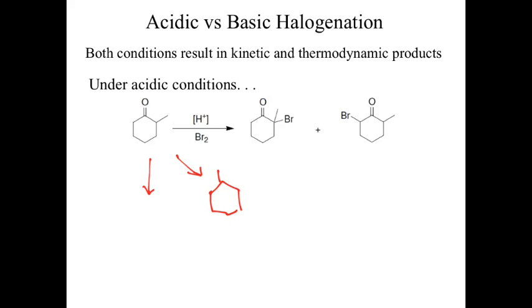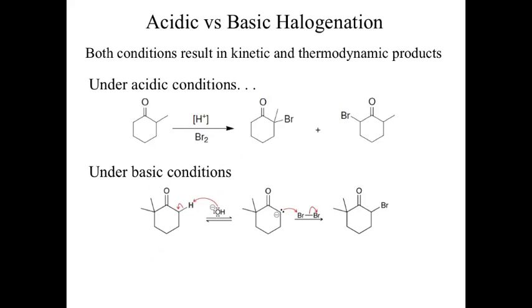We end up with the enol where our double bond is most substituted versus the enol where our double bond is least substituted. And as we already talked about, the enol with the double bond being most substituted is our thermodynamic product. And in this case, thermodynamics is going to win out.